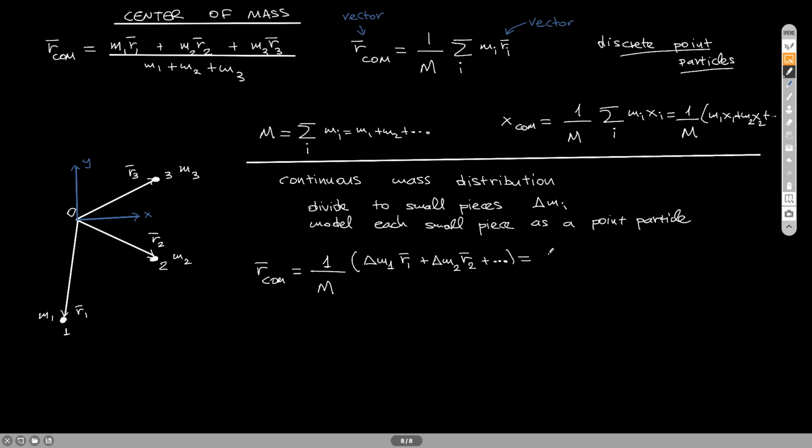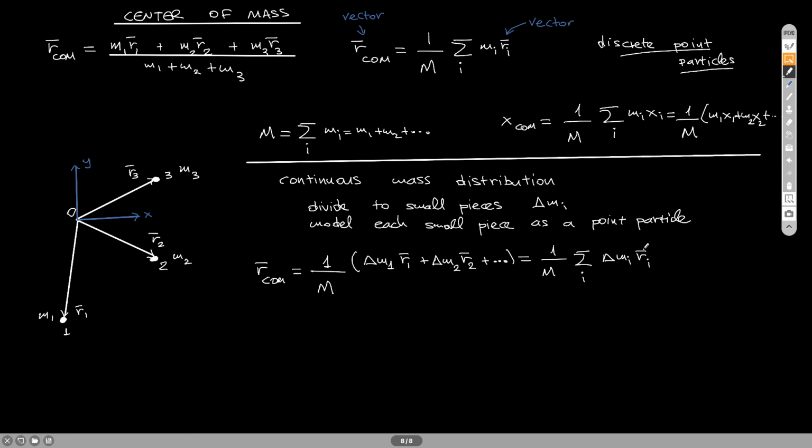Now I can write this in a more compact way. The sum of delta mi times ri.